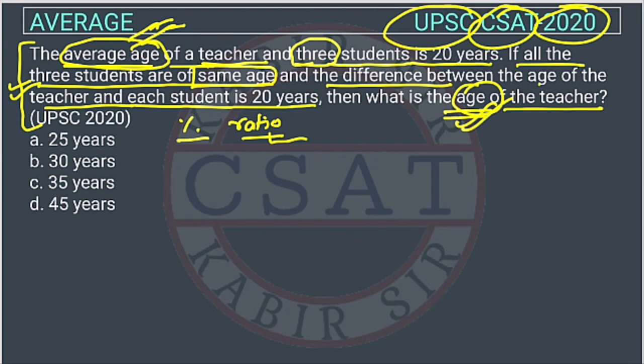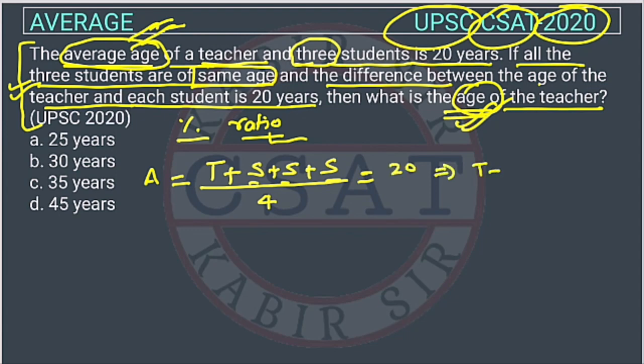question they give, right? So here if I apply the average formula, the average of teacher plus students, there are 4 people, right? But they have given the age is same, so their age will be s, s, s, or you can write anything, and total 4, and average is given, 20. So the equation will be t plus 3s is equal to 80, 20 into 4, so this will be 80, right?